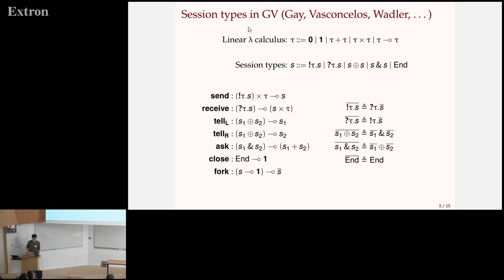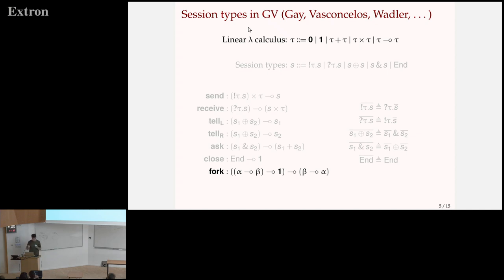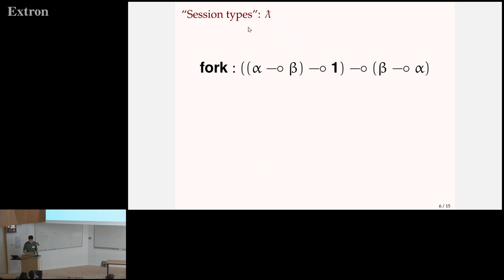Okay, so let's look at what we can delete. First of all, we are going to delete the session types. We are going to delete the dual. And we are going to delete all these operations. But of course, now this fork type signature still has a session type, so we also need to change that a bit. So what we are going to do is to change the type signature of fork to this. So that's all. We are just going to do linear lambda calculus with just this.